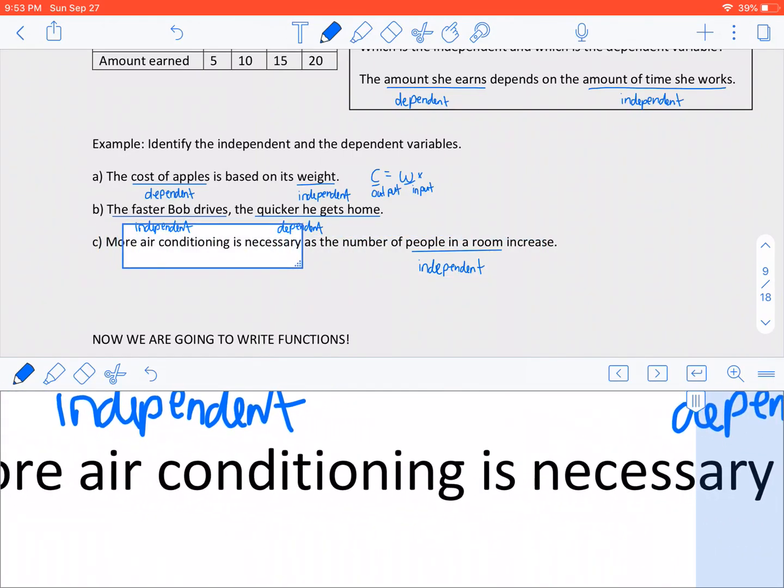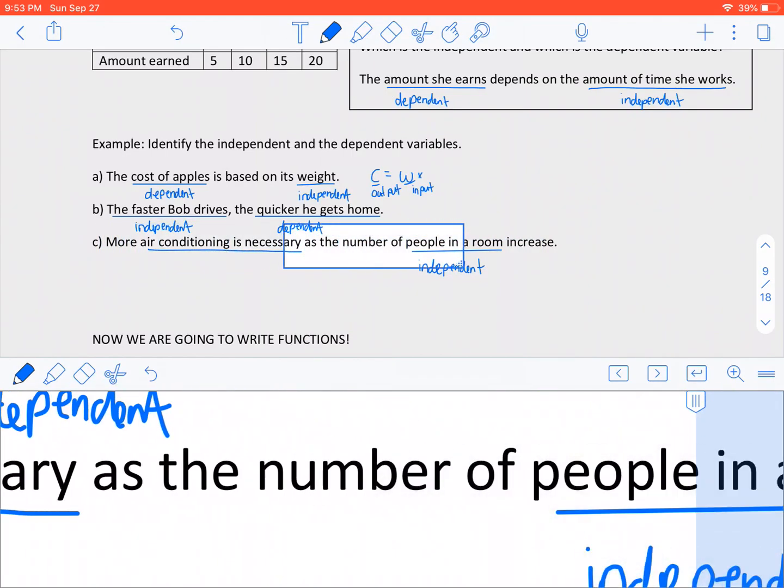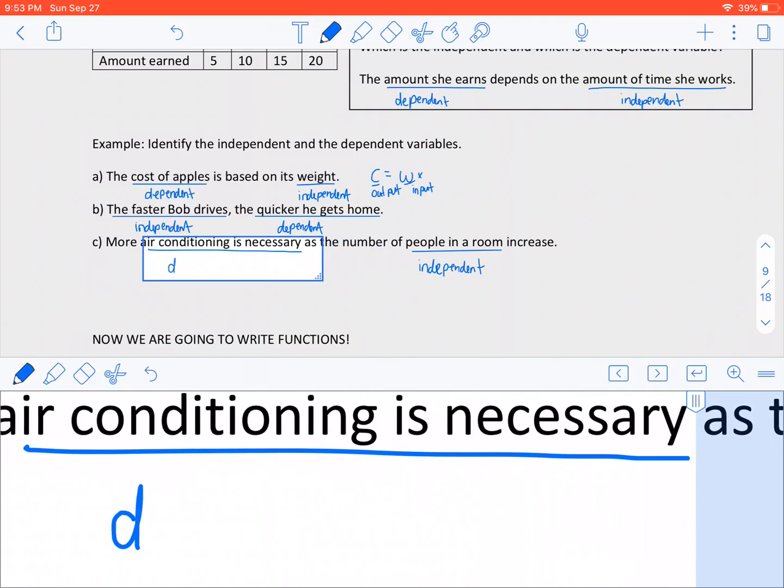Amount of air conditioning that's necessary. How much air conditioning you need depends on the number of people in the room.